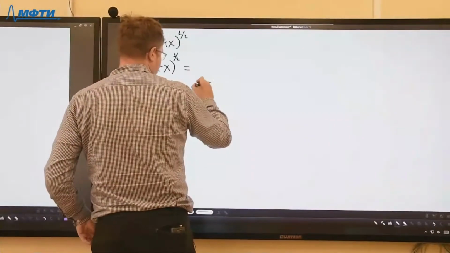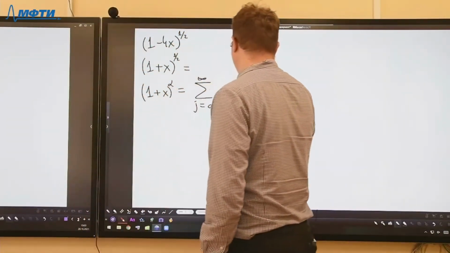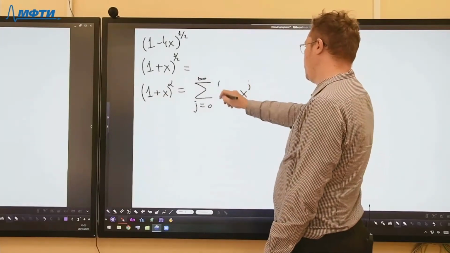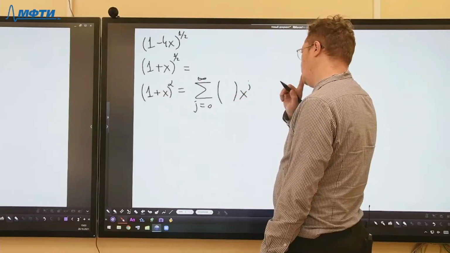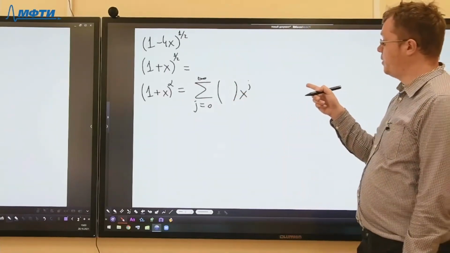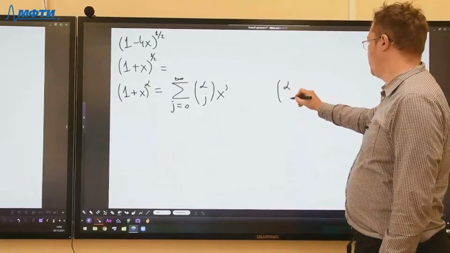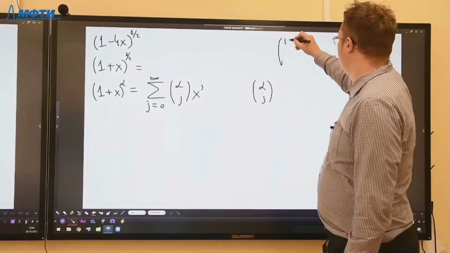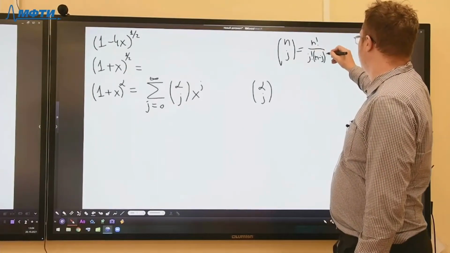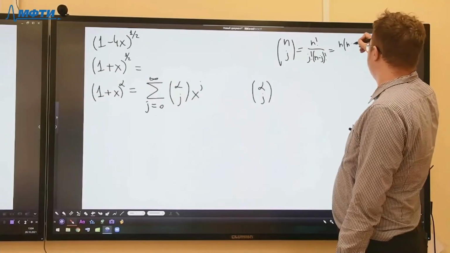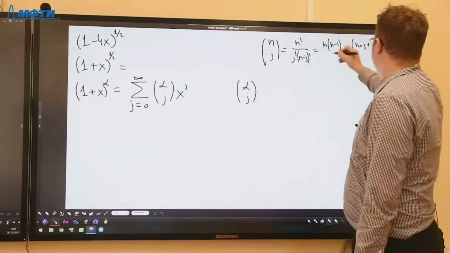so I can just write here the sum from j equals 0 to infinity. Here will be x to the power j, and here we'll have binomial coefficients. So if I have the power alpha, I need to write alpha, and here will be j. What is it? Alpha choose j. Well, we know that the binomial coefficient is n factorial over j factorial times (n minus j) factorial, but we can rewrite this as n times (n minus 1) up to (n minus j plus 1) over j factorial.